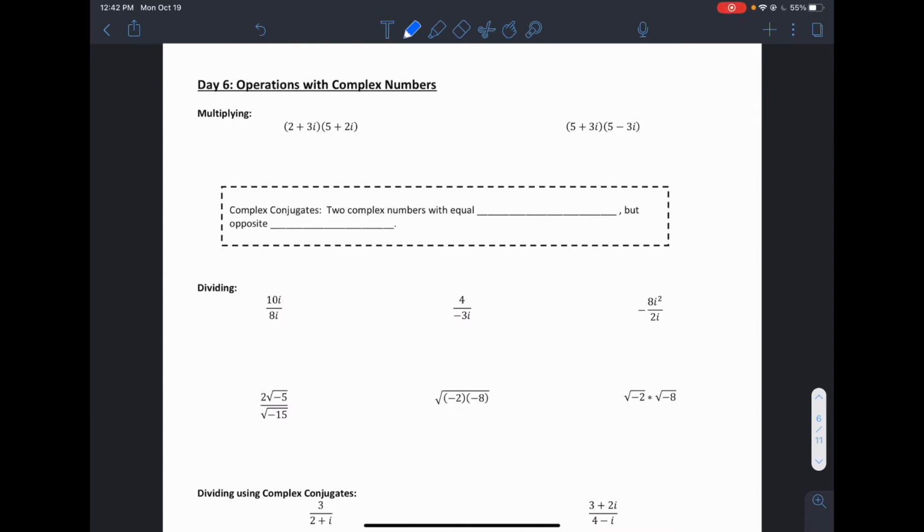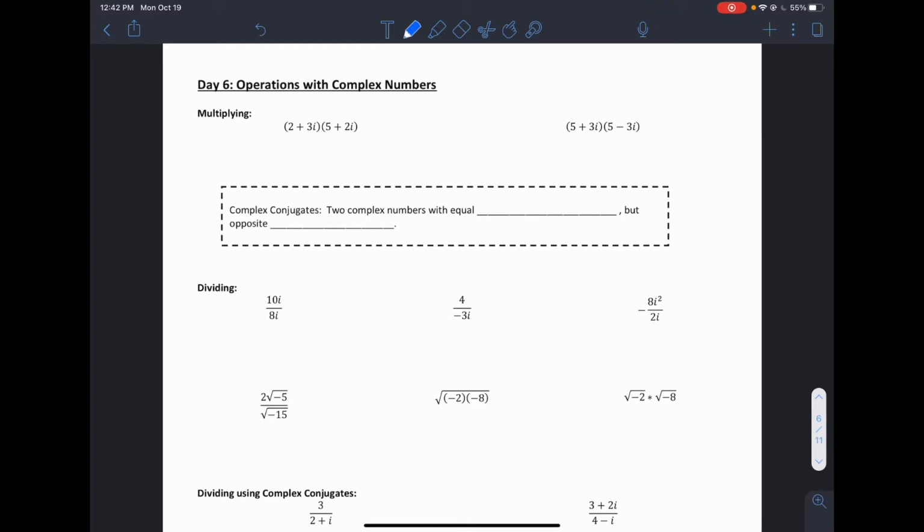Hello, everybody. So today we're going to look at a little bit more complex operations with complex numbers. We're going to specifically look at multiplying and dividing them because adding and subtracting them works just like adding and subtracting other numbers. And we'll kind of deal with them as we go through multiplying and dividing.